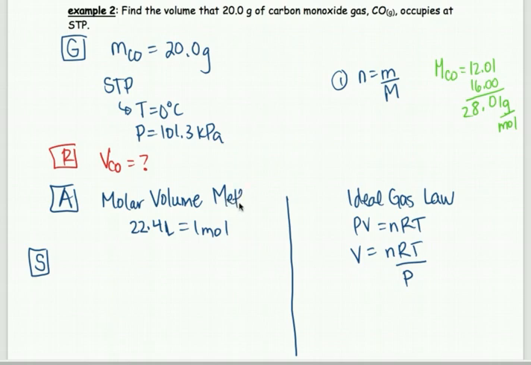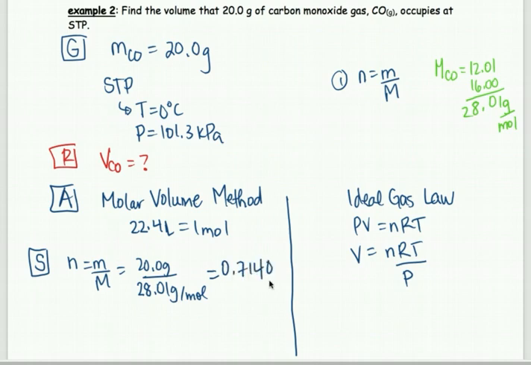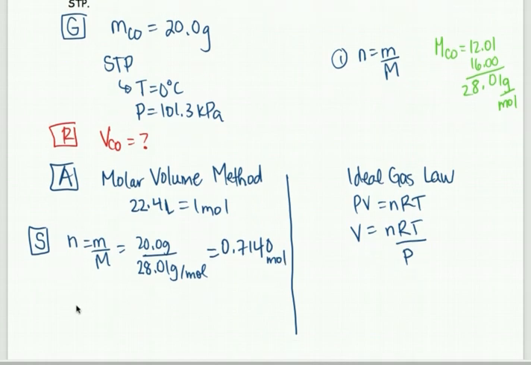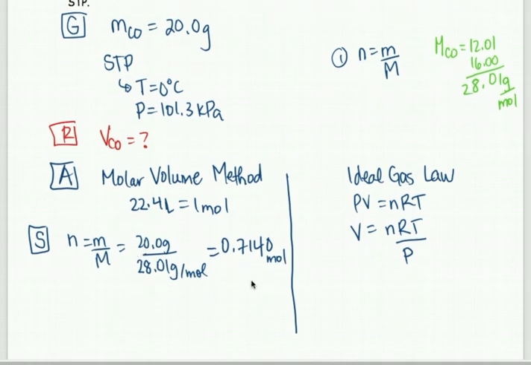Again, we need to get to moles for both of them, so we're going to do that by using this formula here. The mass was 20 grams, and we found our molar mass to be 28.08 grams per mole. And that ends up being 0.714, etc. moles of carbon monoxide. So that mass of 20 grams is this amount in moles.